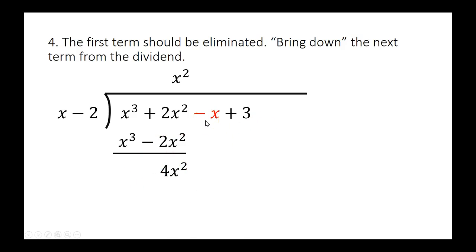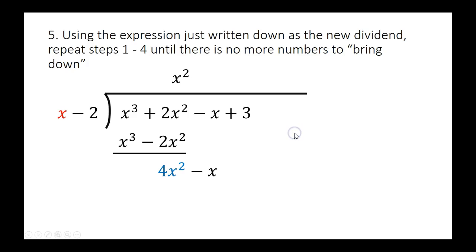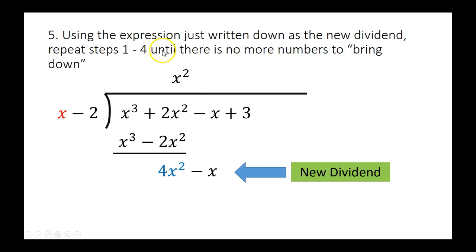Each time you divide the dividend by the divisor, you need to have 2 terms. So bring down the next term from the dividend, which is minus x. Now, this is where we start repeating. Using the expression just written down, this one here, as the new dividend, repeat steps 1 to 4 until there are no more numbers to bring down.